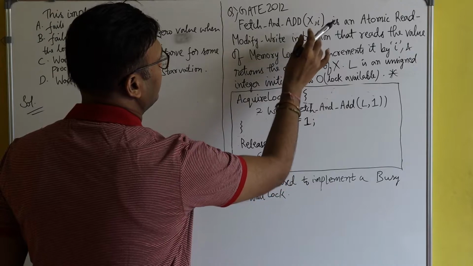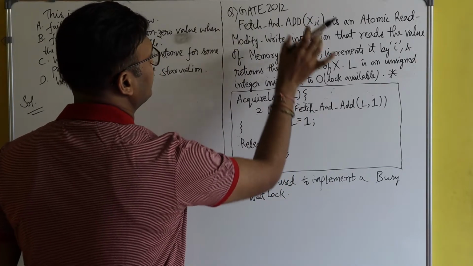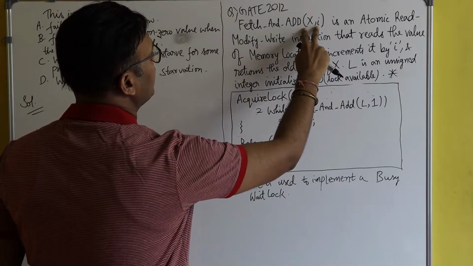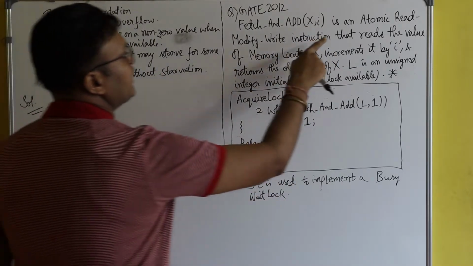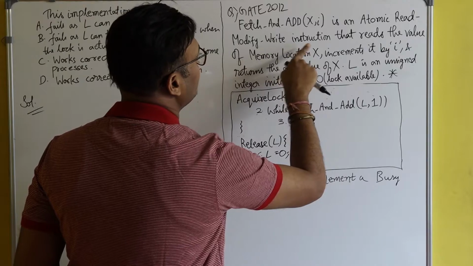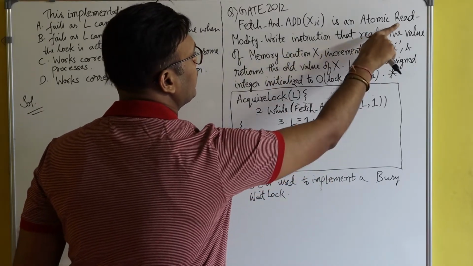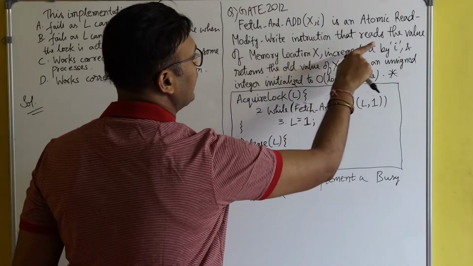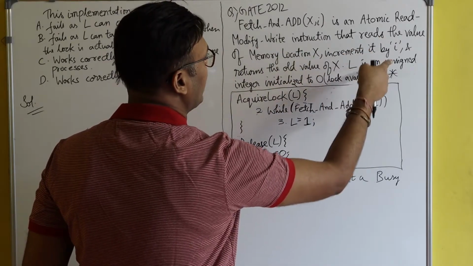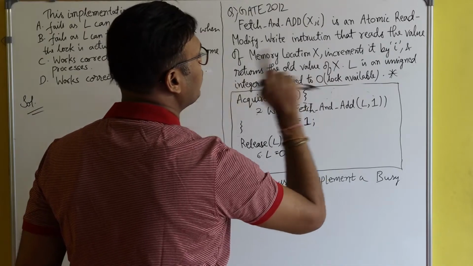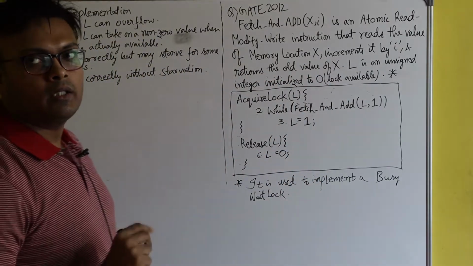Fetch and add is a function, and two parameters are passed, x and small i. It is an atomic read-modify-write instruction that reads the value of memory location x, increments it by i, and returns the old value of x.